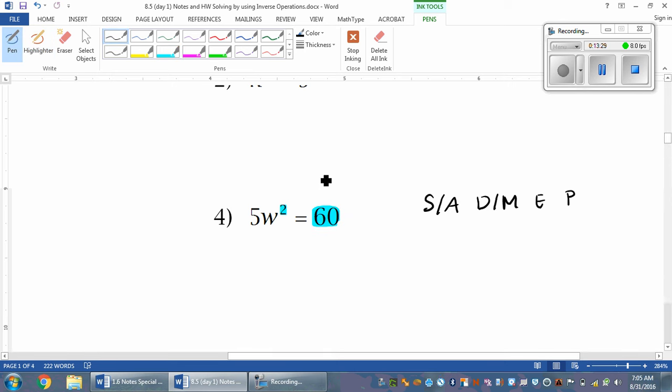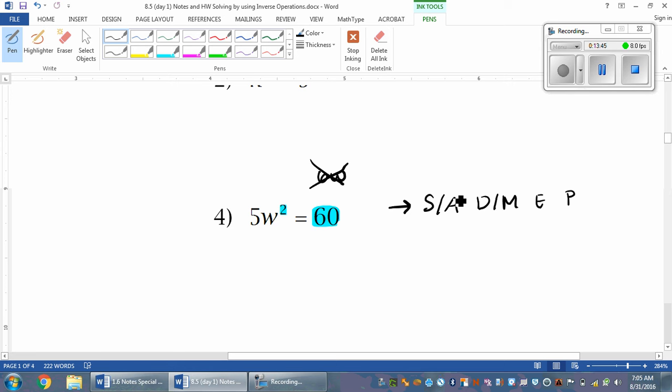A linear term would look like this, 6w. Since there's not a term with just a w attached to it, I know I'm going to go straight to SADMEDP. Under SADMEDP, you isolate the w squared term. You've got to isolate the quadratic term.